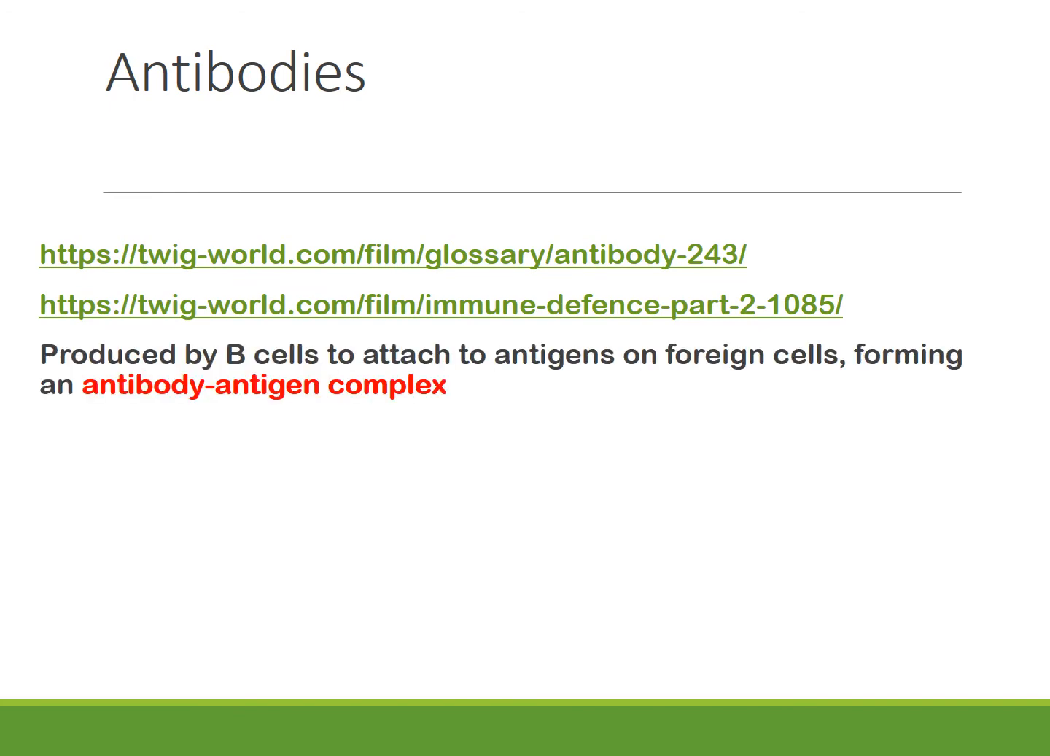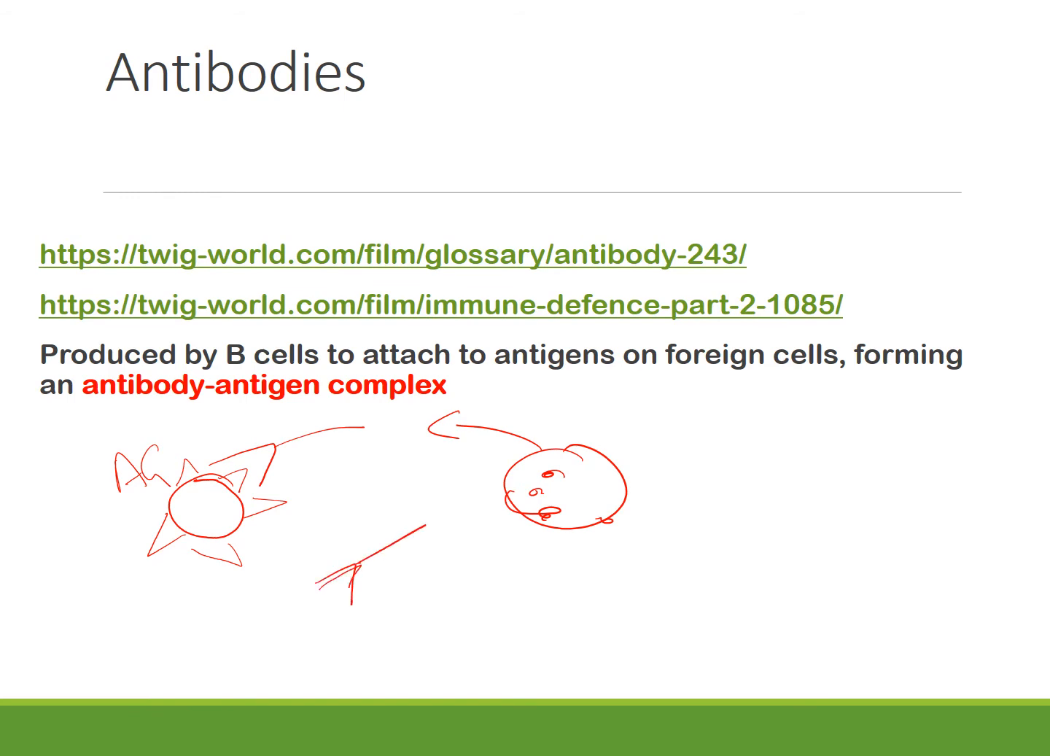So an antibody is something produced by B cells, and it attaches to antigens on foreign cells, forming an antigen-antibody complex. So again, if I've got my virus that has got these sticky bits out, these would be my antigens, and my B lymphocytes would produce antibodies that are specific. And when they are attached, that is called an antibody-antigen complex. It's kind of the same when we talk about enzymes and substrates. Remember, it's my little Pac-Man, this is the active site, and when the substrate is in the active site, it forms an enzyme-substrate complex.